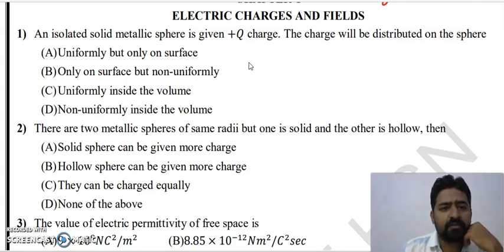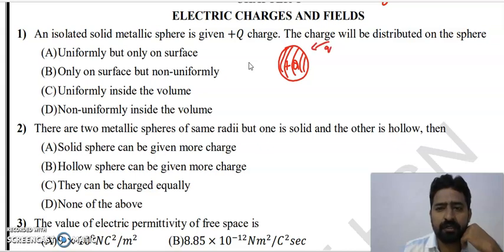An isolated solid metallic sphere is given plus Q charge. So this is the solid metallic sphere, and it has plus Q charge. The charge will be distributed on the sphere. How is the charge distributed? The charge is distributed only on the surface. It is uniform. Why? Because of its shape. According to the properties of charge, the charge is distributed uniformly throughout the surface.